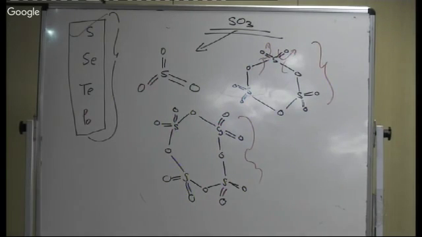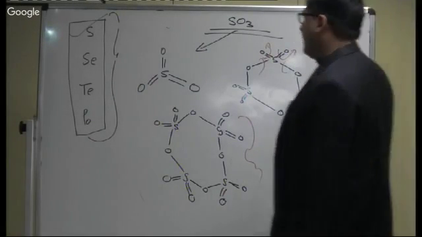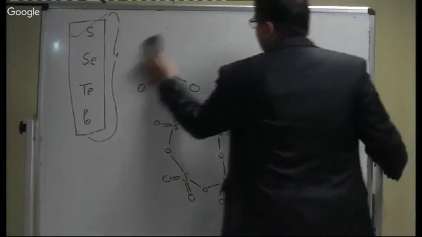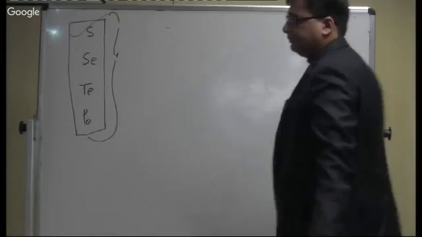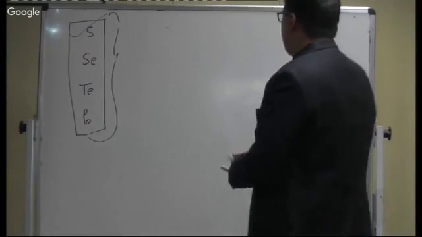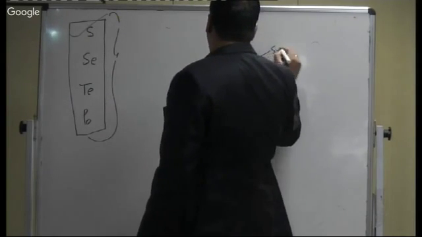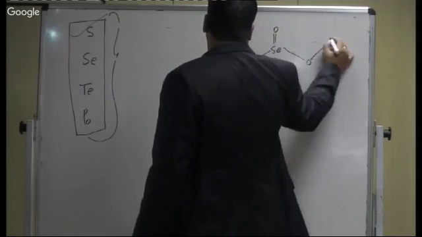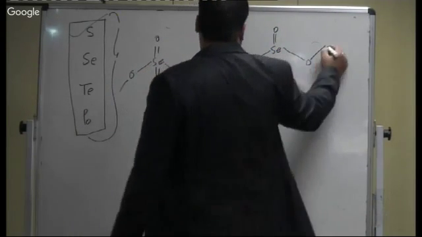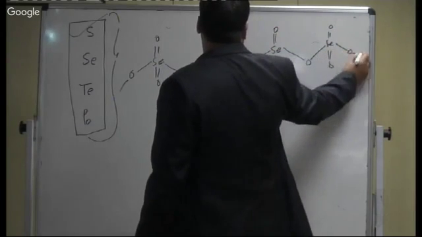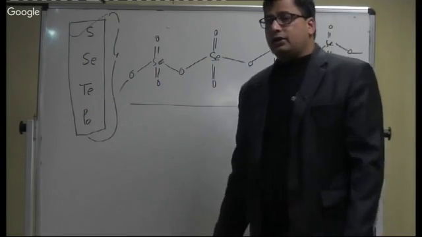SO3 can also form n number of monomeric units with chain structures, but they are highly unstable. But SeO3, you see the structure of SeO3, it can form n number of monomeric units. Like SO3 can also form, but in addition, the structure of SeO3 can exist like this. So they are the polymeric units of SeO3, and they are solid in nature. So this is the structure of SeO3.